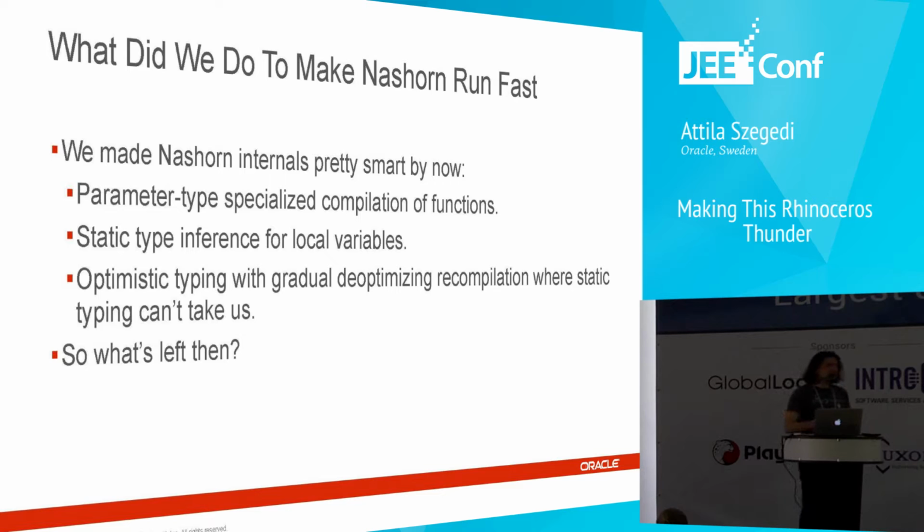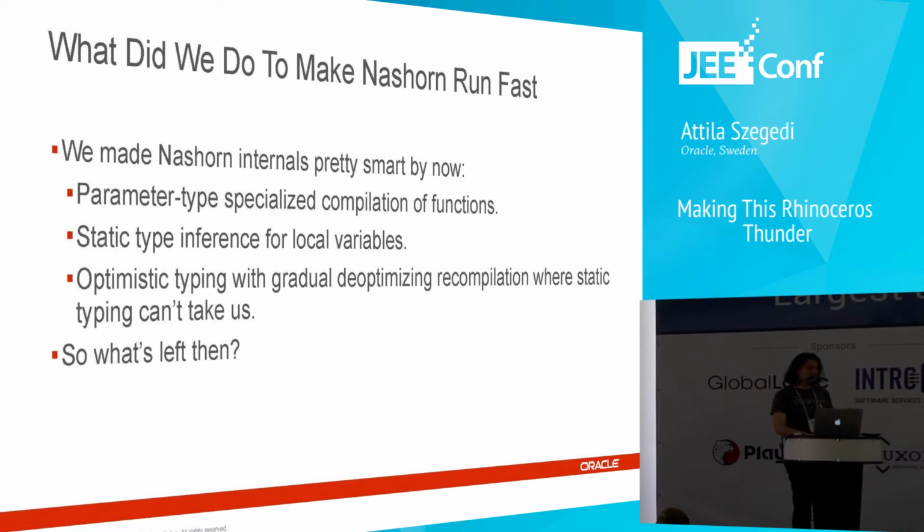So in the first place, what did we do to make Nashorn run fast? Well, we did a lot of things to make it smart under the hood. Compared to the initial Java 8 release, the stuff that we have in Java 8u40 is already pretty advanced. We did all of this in a span of about a year. We have lazy compilation of functions that is specialized on the types of the parameters. We actually have static type inference for local variables in JavaScript.